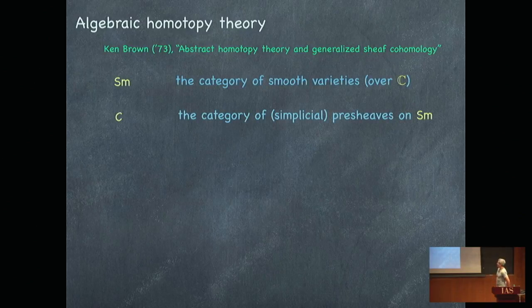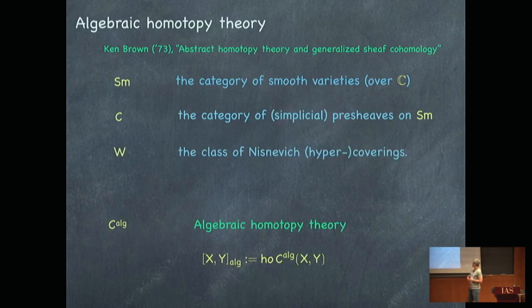The first version of algebraic homotopy theory, the homotopy theory for algebras, was done by Ken Brown in his thesis called Abstract Homotopy Theory and Generalized Sheaf Cohomology. And Ken wanted to have available in algebraic geometry a representing object for sheaf cohomology. So he wanted to make Eilenberg-MacLane spaces for sheaf cohomology. And in this case, the category was smooth varieties, or the category of simplicial presheaves on smooth varieties. And he considered the Zariski and the étale topology, but nowadays you could also do this with the Nisnevich topology. So you're just looking at simplicial sheaves that are Nisnevich sheaves.